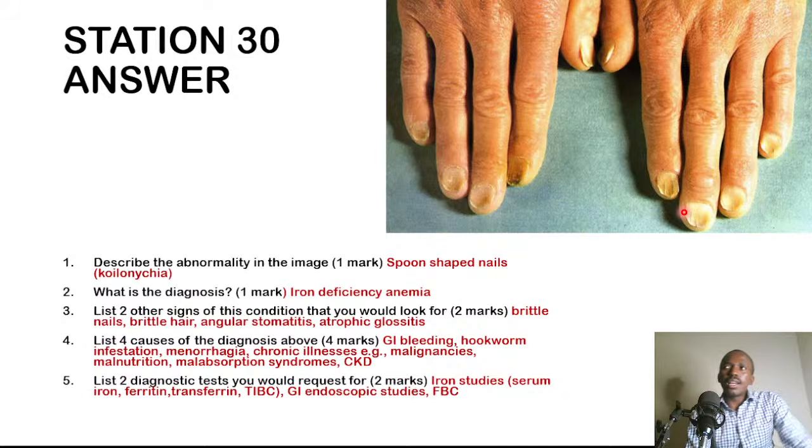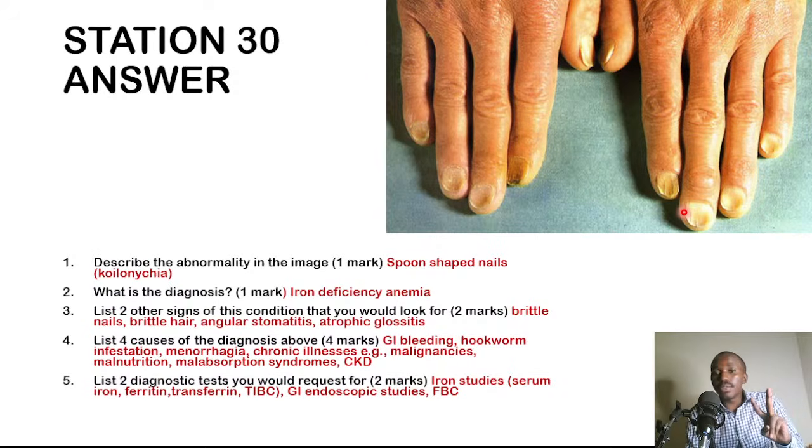Now, causes of iron deficiency: anything that is going to lead to chronic blood loss. So it could be GIT bleeding, with the many different causes of GIT bleeding. It could be hookworm infestation. It could be menorrhagia. It could be chronic illnesses. Anemia of chronic disease is also a cause of iron deficiency because there's a compound known as hepcidin, which is produced from the liver, which sequesters iron in patients who have chronic illnesses like malignancies, malnutrition, malabsorption, even chronic kidney disease.